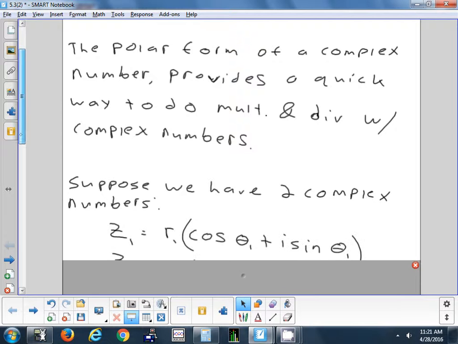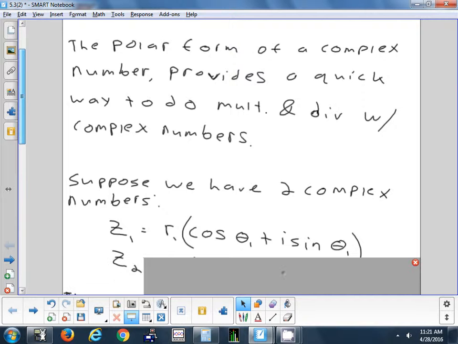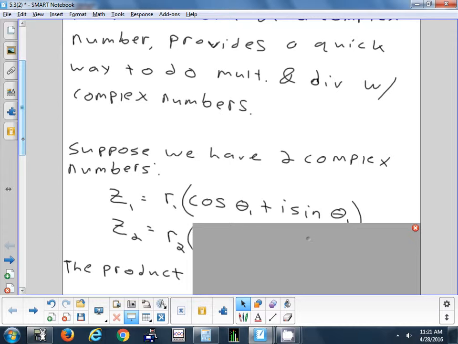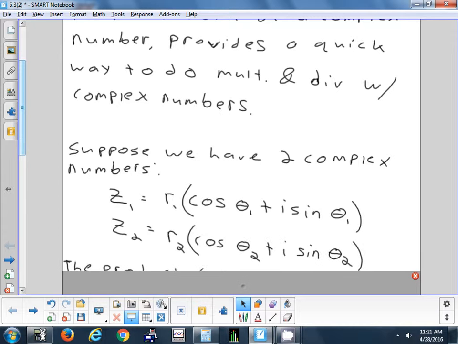Right, so suppose we have 2 complex numbers. I'm going to call them Z1, Z2. Each complex number is going to have its own radius, which when we do an actual problem will be numbers. I'm going to call my first radius r1 and my second radius r2. And each complex number has its own angle, which I'm calling θ1 and θ2. First angle, second angle.